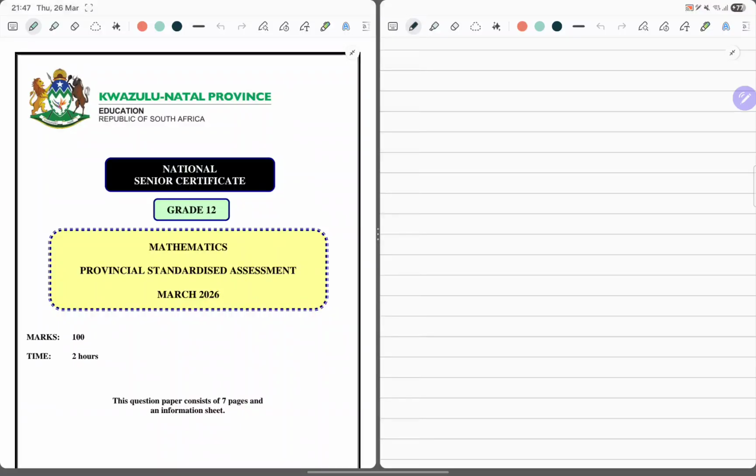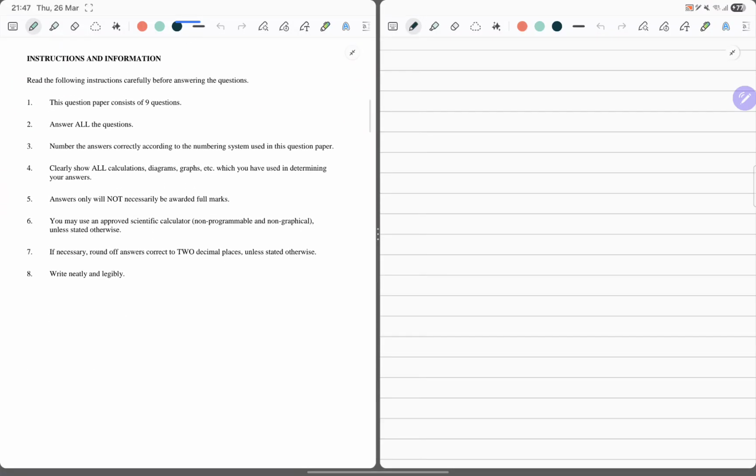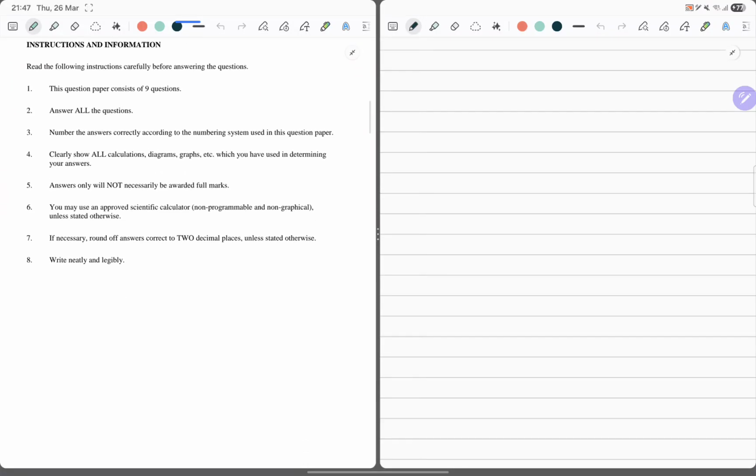So this is the paper from KZN Term 1 2026. Unfortunately guys, we could not have our class because of some power issues. It's not so long that it came back. So I hope that you guys are doing great. We will carry on hopefully tomorrow.